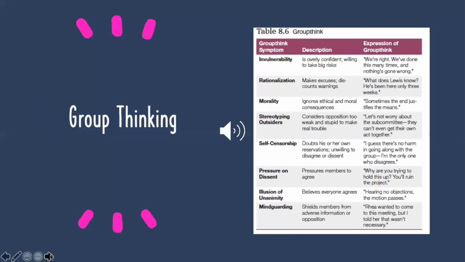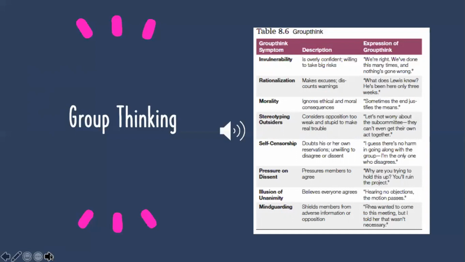Invulnerability, rationalization, morality, stereotyping outsiders, self-censorship, pressure on dissent, and the illusion of unanimity, and mind guarding. So these are some things definitely to look into and review, having to do with the symptoms and what groupthink looks like.